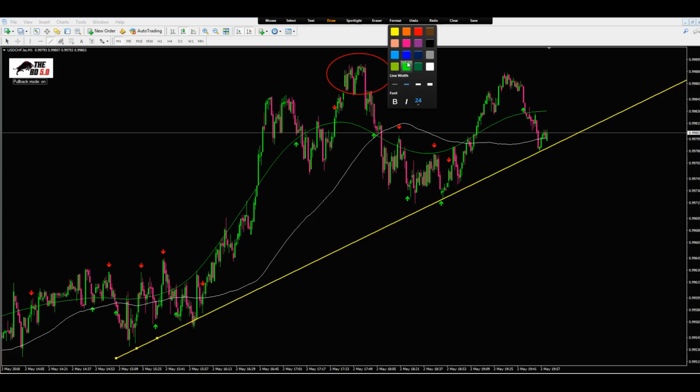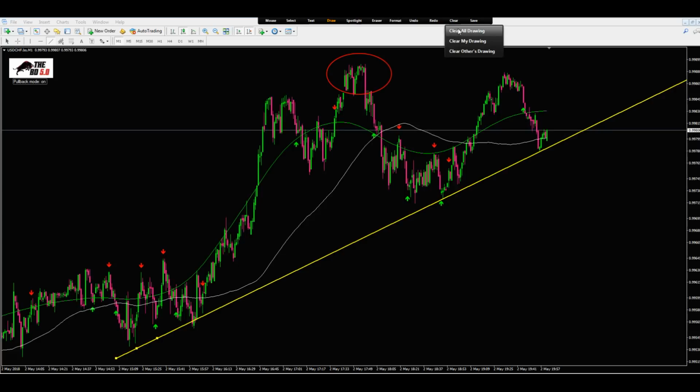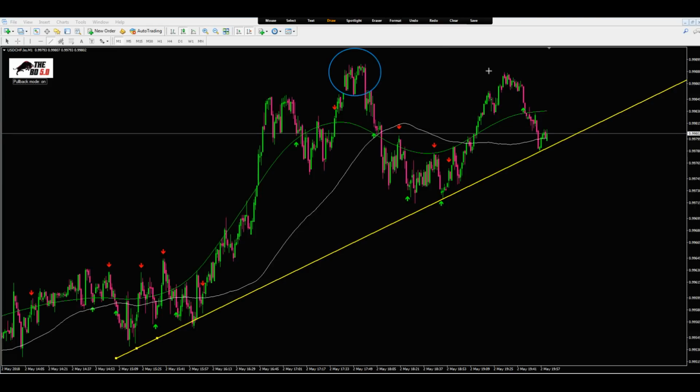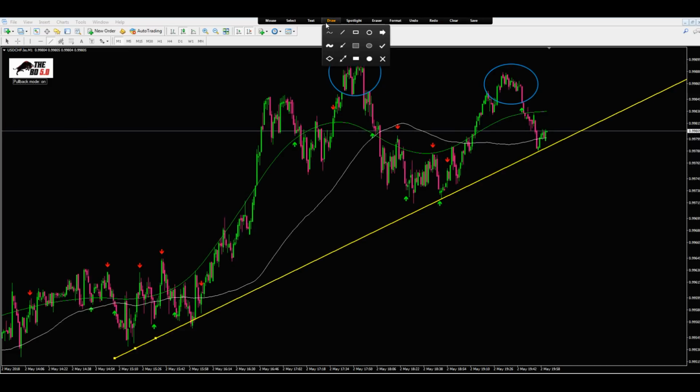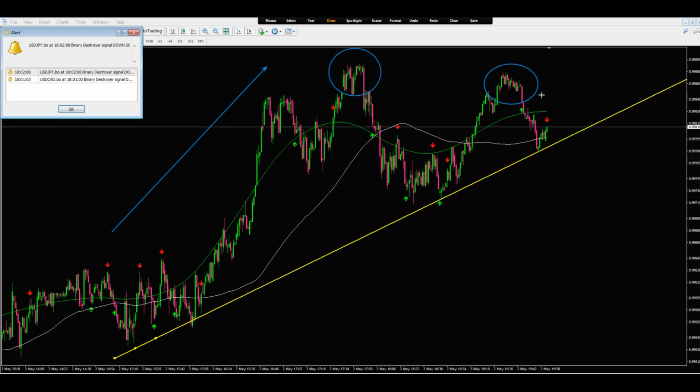I'm going to make these blue, so we can see, okay, this is our higher high, and now we've got a higher low. So that indicates to me that the market is starting to slow down. We can see the price has been pushed up for quite a while, and now it looks like we're heading down. We've actually got a sell signal there, which is a good opportunity. We could get into a trade.